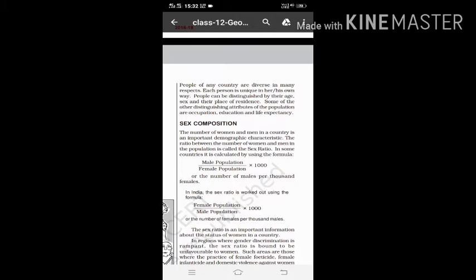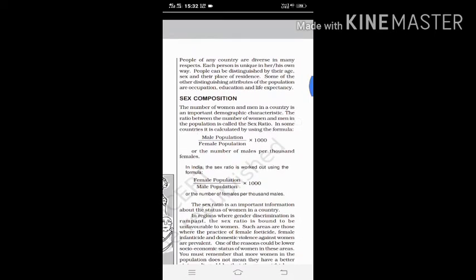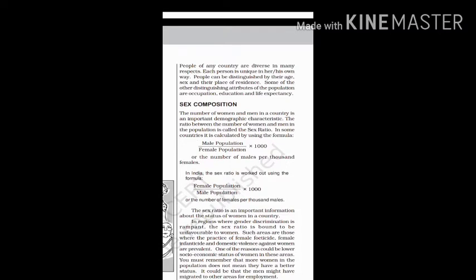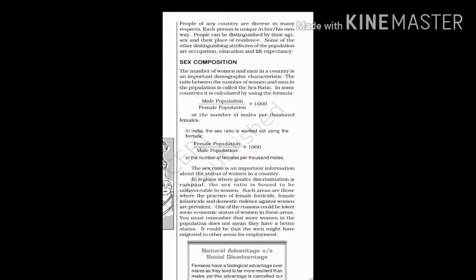In India, sex ratio is measured as female population by male population into 1000, but in other countries it is measured just the opposite, male population by female population into 1000. So remember these two formulas, it may come as a one mark question.